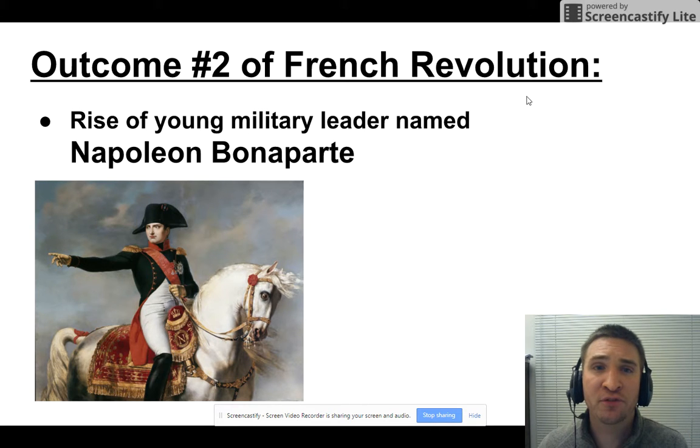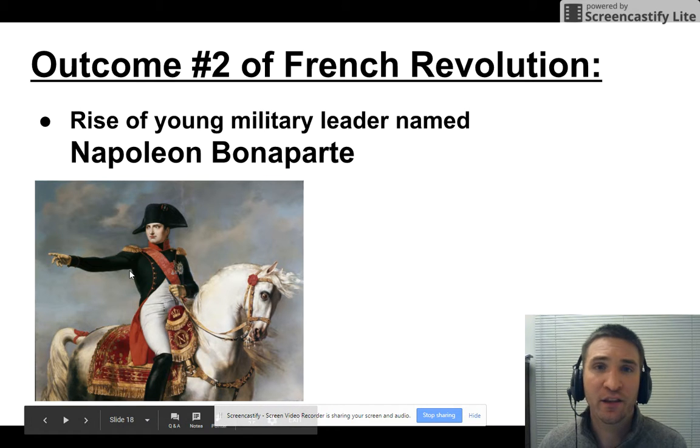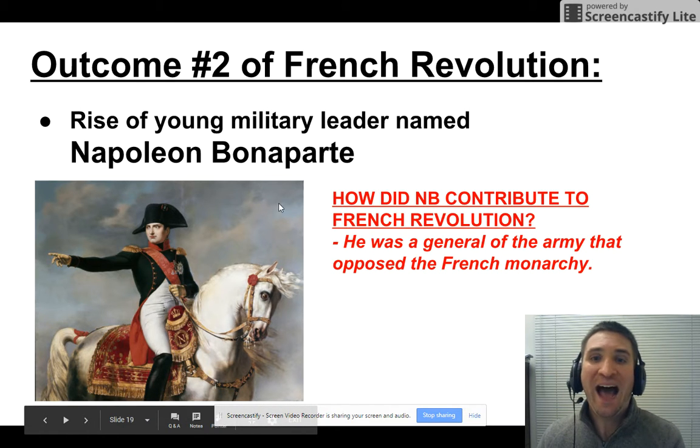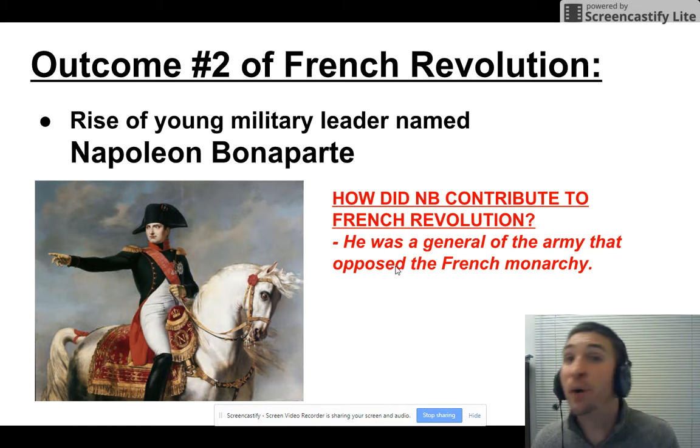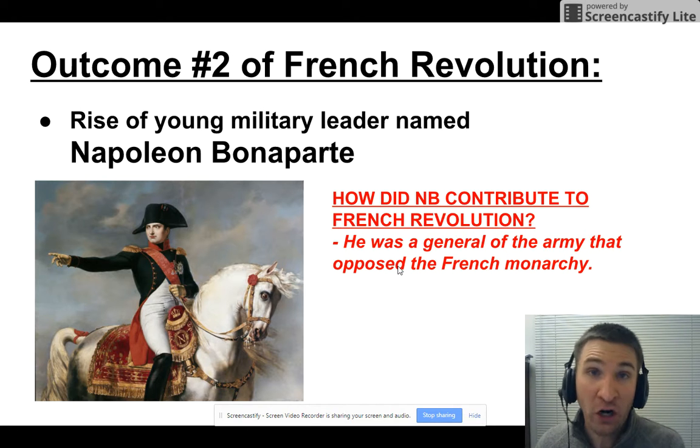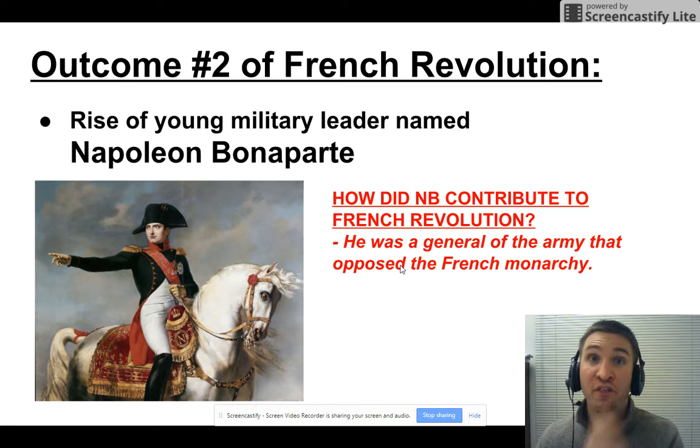Outcome number two of the French Revolution, the rise of the young military leader named Napoleon Bonaparte. And here he is on his white horse leading the people. How did NB, Napoleon Bonaparte, contribute to the French Revolution? He was a general of the army that opposed the French monarchy. He was on the side of the Third Estate.